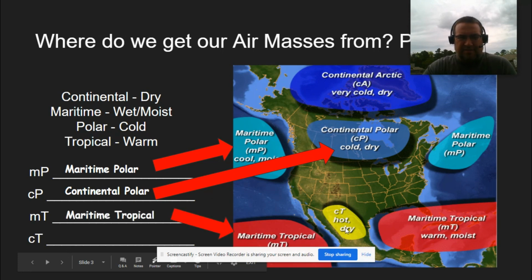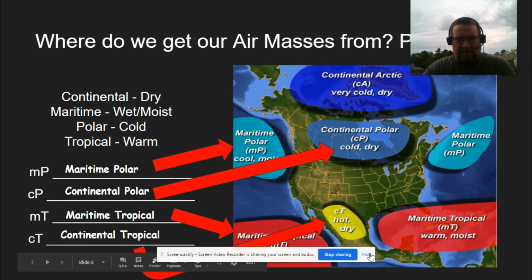Then we have our maritime tropical, which is ocean, so over water, but it's going to be in a tropical area. So it's going to be warm and a lot of water as well. And then our continental tropical, which would be this one here, in the tropical area, lots of land, overland as well. So it's going to be hot and dry conditions.